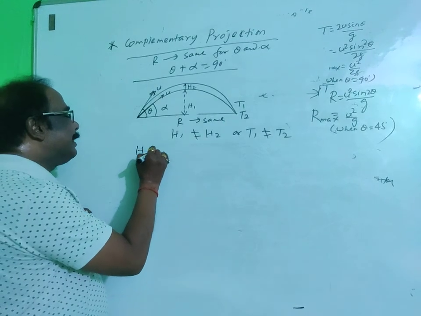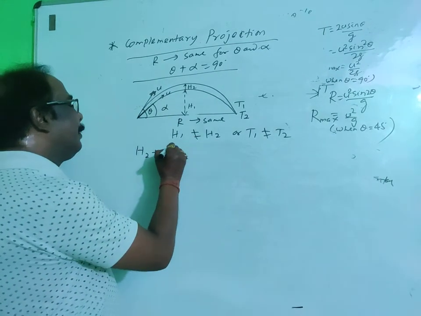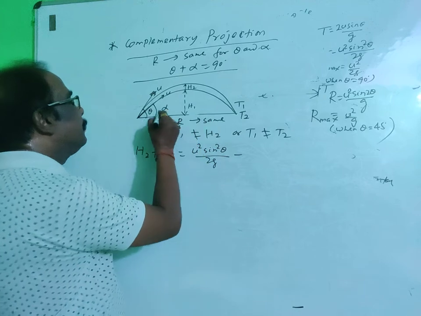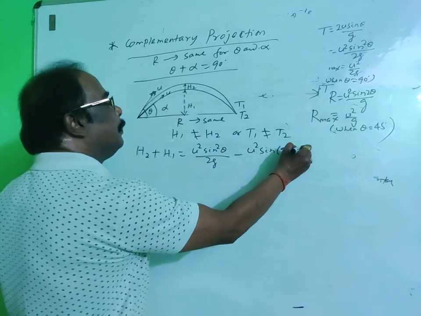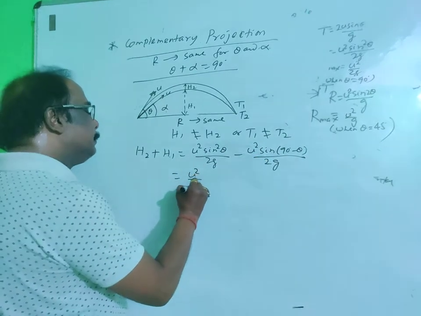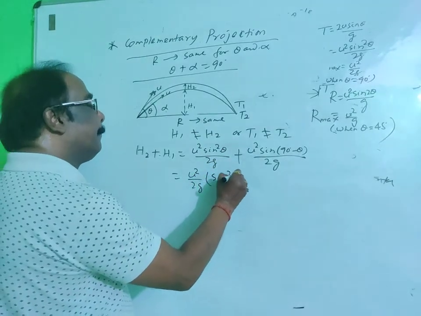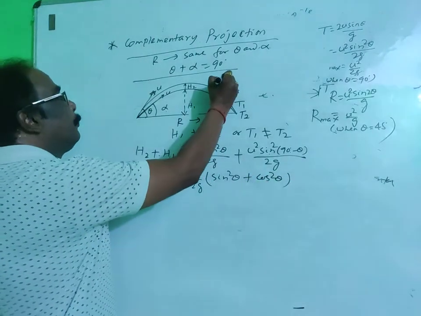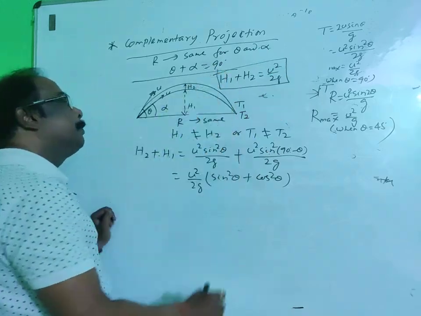Let's find the sum of the two heights, h2 plus h1. H2 let's take for theta: u square sin square theta by 2g, plus h1 for alpha: u square sin square alpha by 2g, but alpha is 90 minus theta. If one angle is theta, the other is 90 minus theta. Then u square by 2g, bring it common, sin square theta plus sin square of (90 minus theta), which is cos square theta. This is 1. Then what we get? H1 plus H2 is equal to u square by 2g. The sum of maximum heights is u square by 2g.